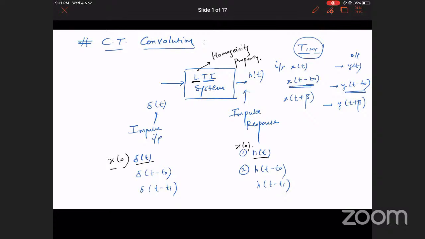In case, let's say if the second input you have multiplied by x(t0), then output also gets multiplied by x(t0) here. If the next input you multiply by x(t1), then the output also gets multiplied by the same, that is x(t1). I hope everybody is understanding this.